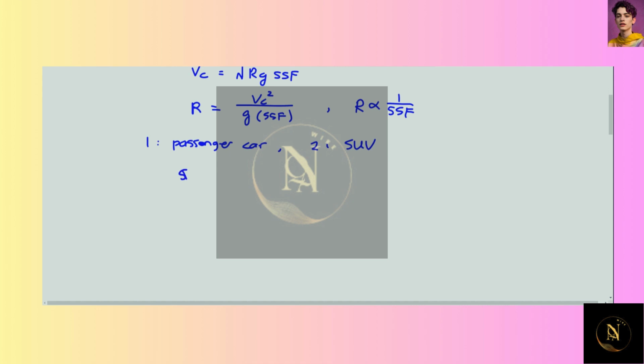So R1 divided by R2, you want to find the ratio of the radii. This would be SSF2 divided by SSF1, because the rest are constants: Vc is constant, g is constant, so the ratio of the radii only depends on the ratio of SSF. SSF2 is 1.05, SSF1 is 1.40. Calculate this, you get 0.750. This is the answer for part B, and that's all for this question.